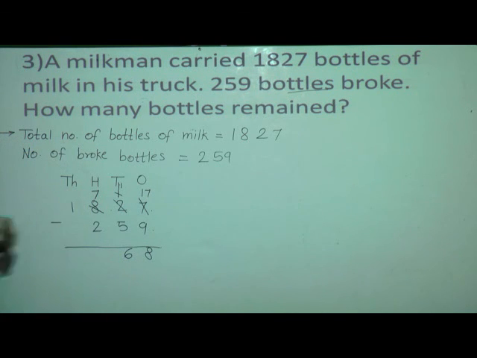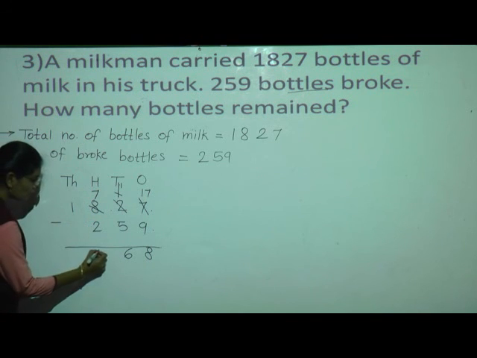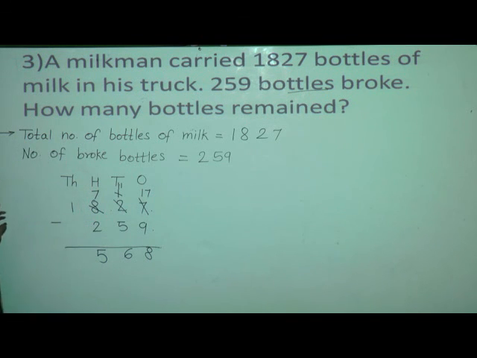Now go to the hundreds place. Now here 7 is there, here 2 is there. 7 minus 2. Do the subtraction. 7 minus 2, we will get 5. So write 5 at hundreds place. Move to the thousands place. Here only 1 is there and here nothing is there. So 1 minus 0 is equal to what? 1.